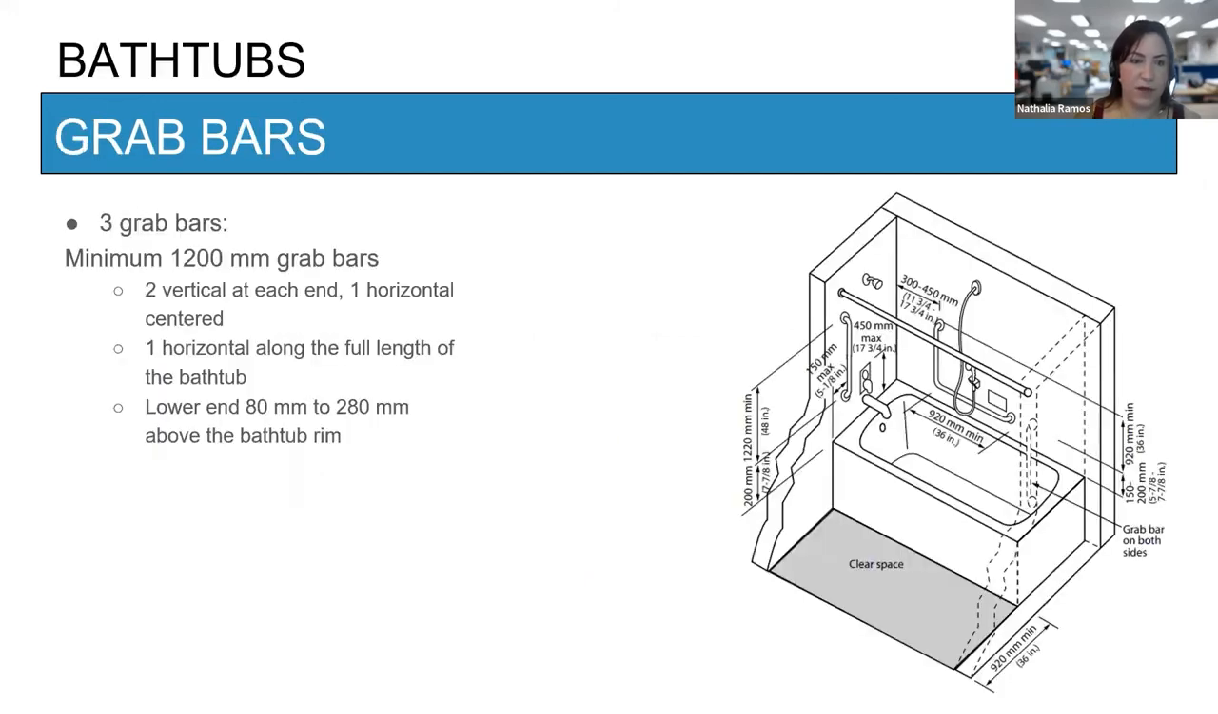And the grab bars for bathtubs are a little bit different. So you need to specify 3 grab bars, minimum 1200 millimeters long: 2 vertical, one at each end, and 1 horizontal, centered. The horizontal one has to be installed along the full length of the bathtub, with the lower end 80 millimeters to 280 above the bathtub rim. So very similar to the showers.